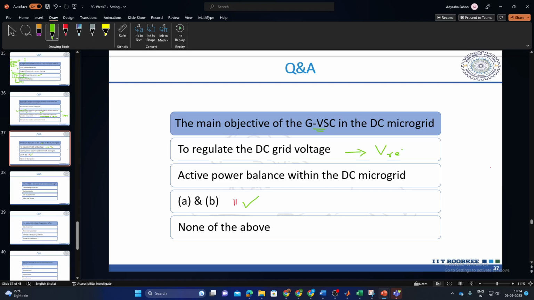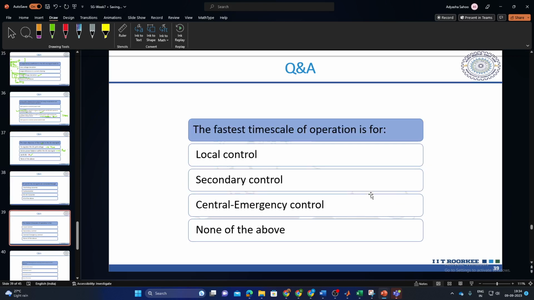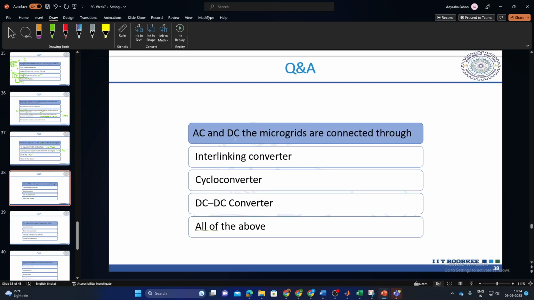Anyone else would like to try? A and B, ma'am. Okay, we got another. Thank you, ma'am. Anyone else? Okay, the correct answer is both of you were right. It is both A and B. So the converter will regulate the voltage and will also do the P balance in the microgrid.